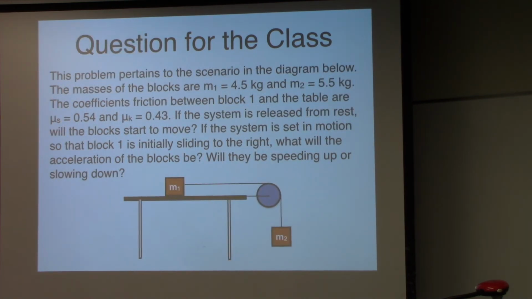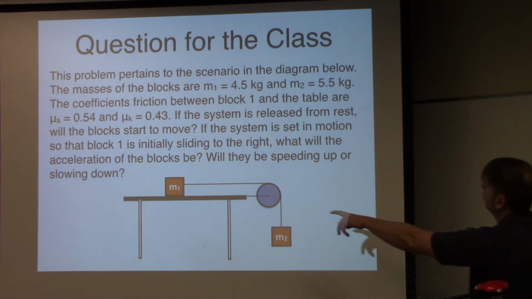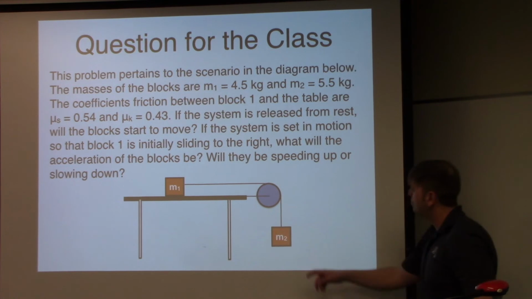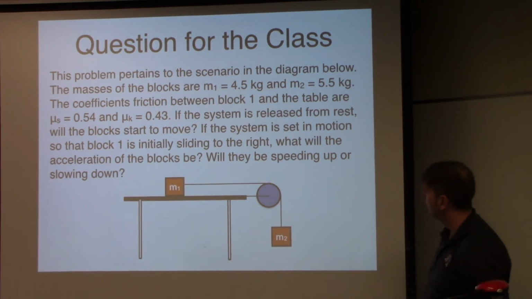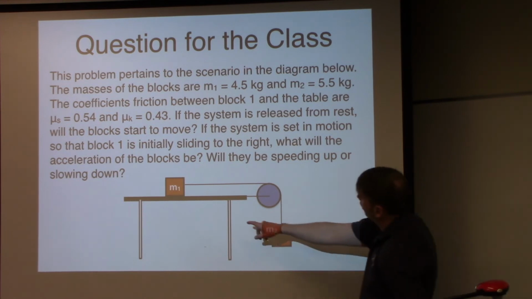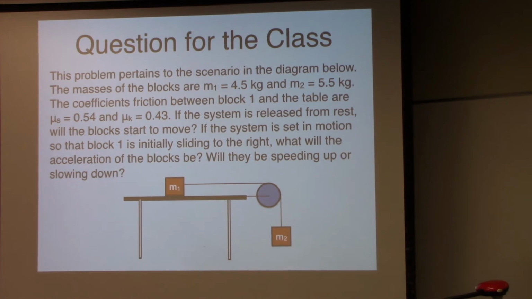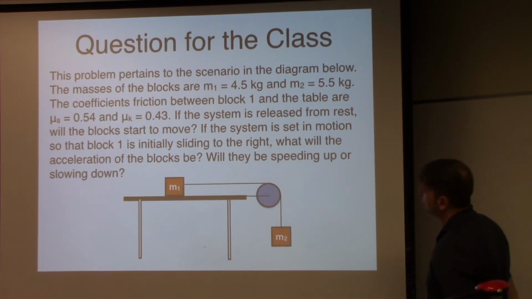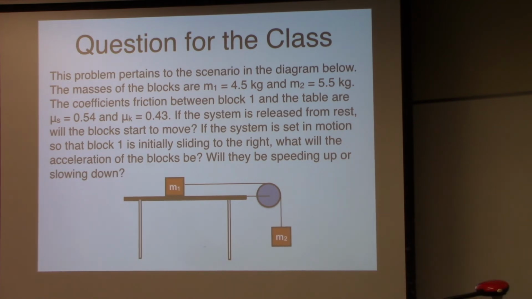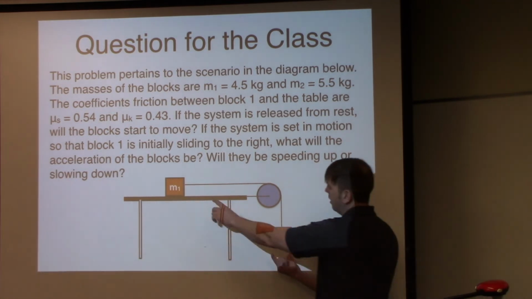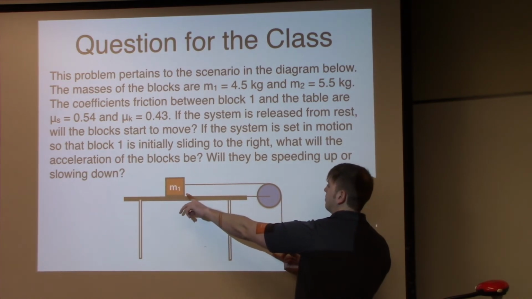Okay, this problem pertains to the scenario in the diagram below. The masses of the blocks are M1 is 4.5 kilograms, that's the one on the table here, and M2 is 5.5 kilograms, that's the one hanging from a pulley over here. We have coefficients of friction for this block in the table, which are μs equals 0.54 and μk is equal to 0.43. So we have a number of questions. The first question is, if the system is released from rest, are the blocks going to start to move? Okay, so imagine I stand here and I sort of hold everything in place, and then I just let it go.